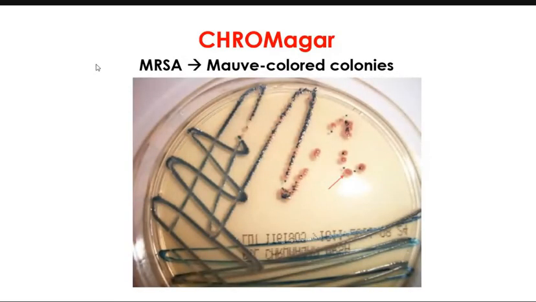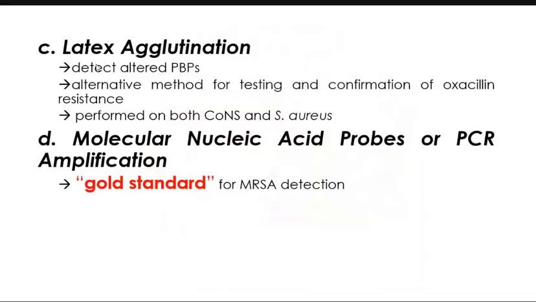So this is your chrome agar. Pag MRSA ang present doon sa ating specimen, then ang ating colonies would be mauve-colored. Pink to mauve colored colonies ang maproproduce sa chrome agar.